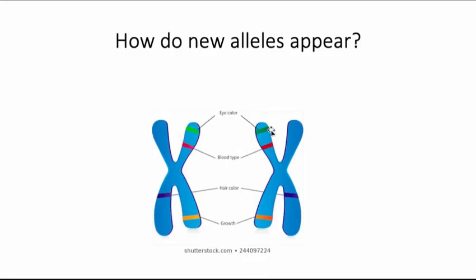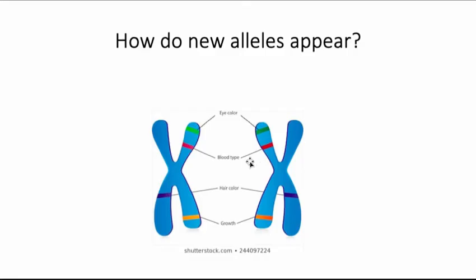Is the eye color blue, brown? What is that trait? That is the allele. Blood type, so blood type will be the gene for blood type. And then the allele is it blood type A or blood type B? Or if you're looking at the Rh factor, is it Rh positive or Rh negative?